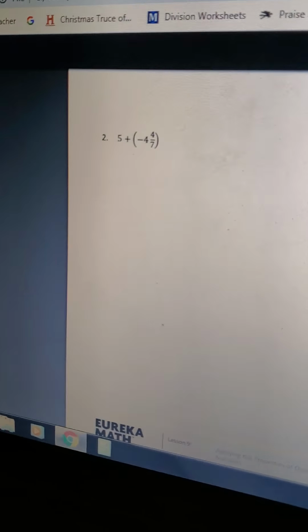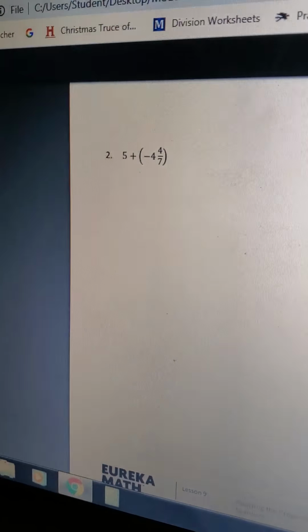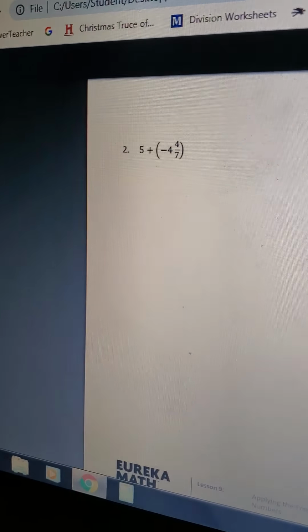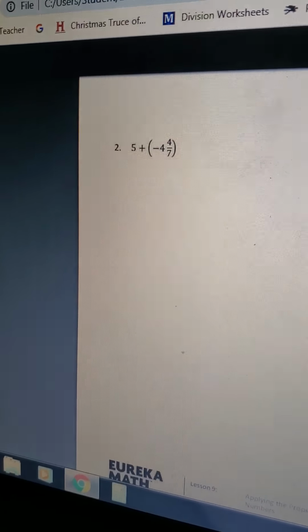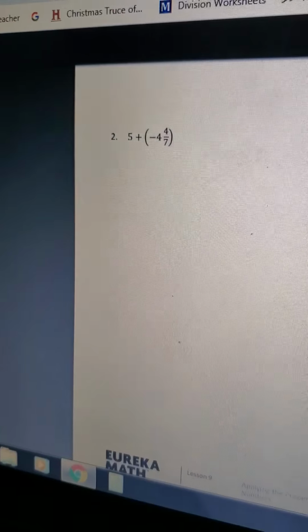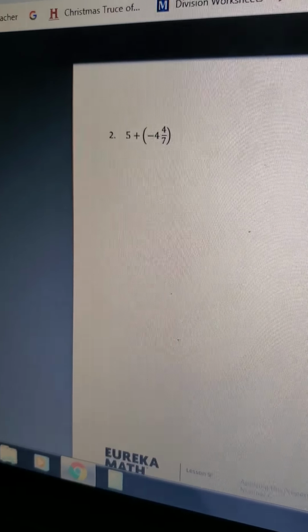Okay, so looking at this problem, we have 5 and a negative 4 and 4/7. What's larger? Well, first of all, let's go back. We have a positive plus a negative, which means you're going to be subtracting them. Even though it's an addition sign, we have two opposite signs. Positive plus a negative means you subtract.